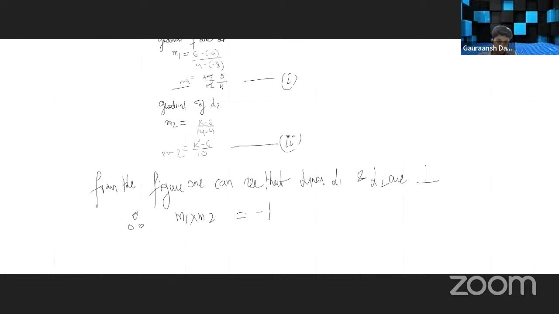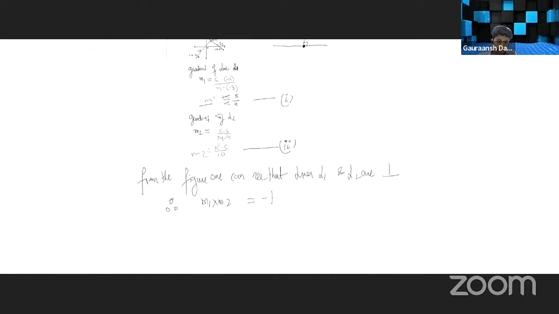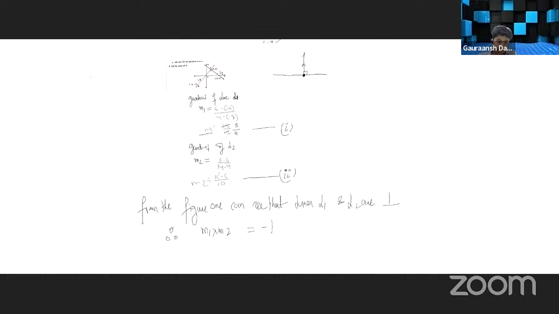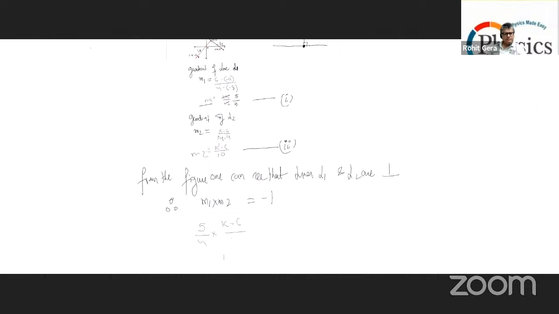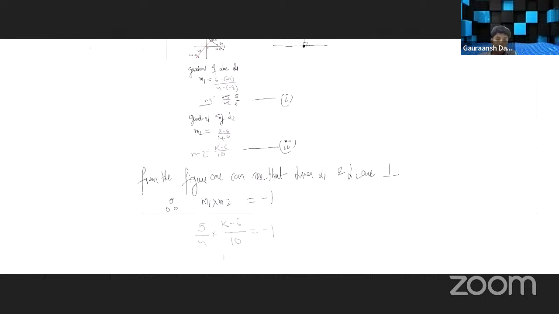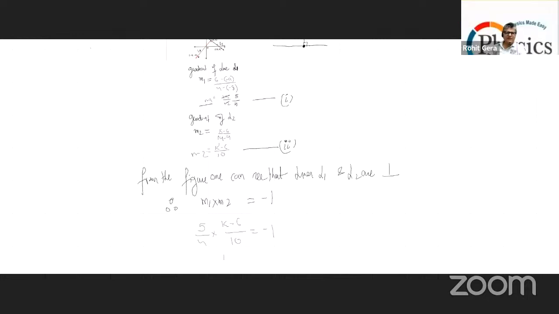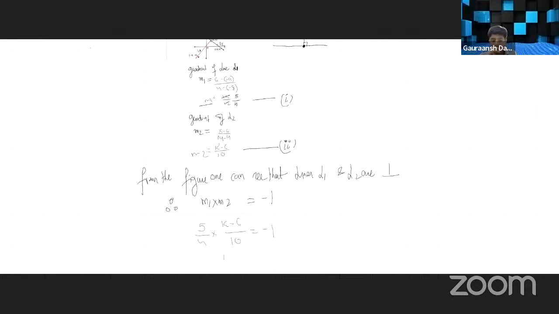So 5 by 4 into (k minus 6) by 10 equals -1. We have already done this step. The only difference is that we used the diagram to write the values, and we used the diagram to decide whether it is parallel or perpendicular. They did not tell us. That's all. Now we will do normal cross multiplication.